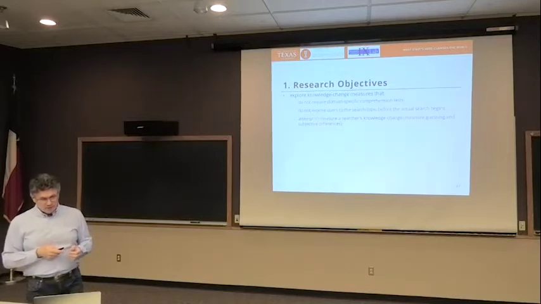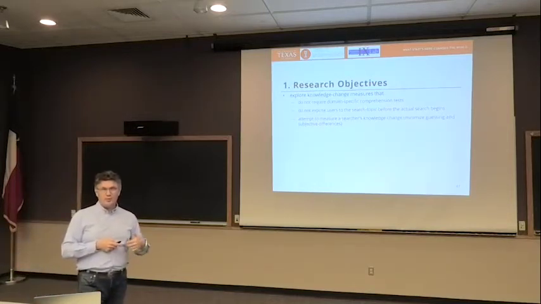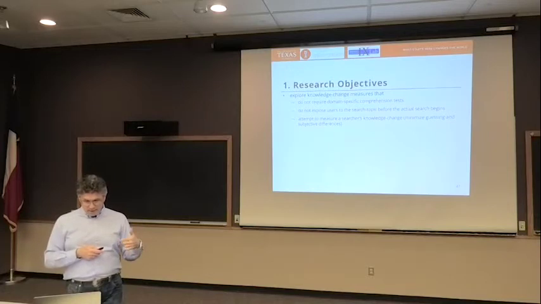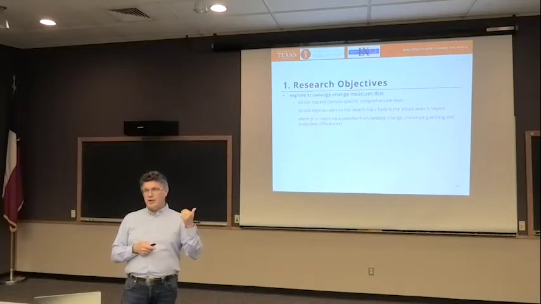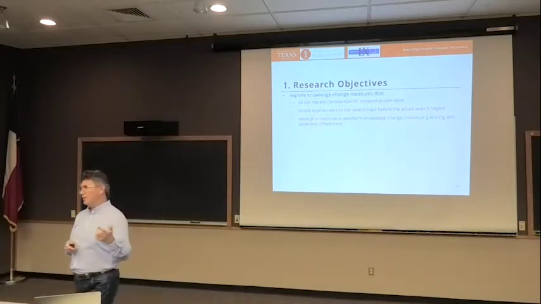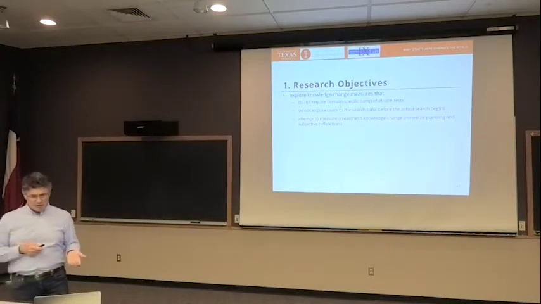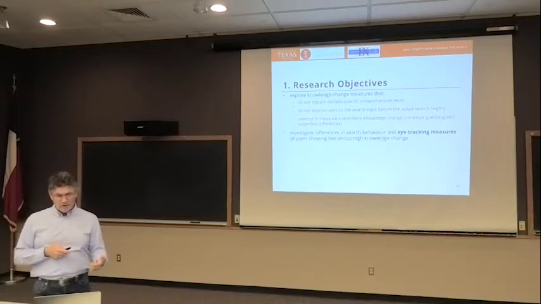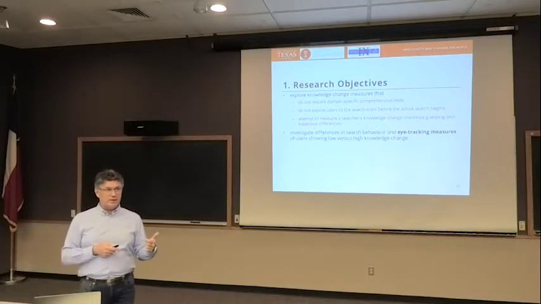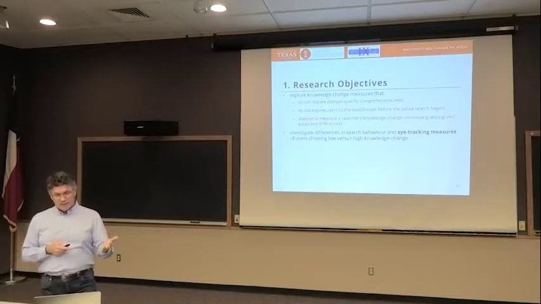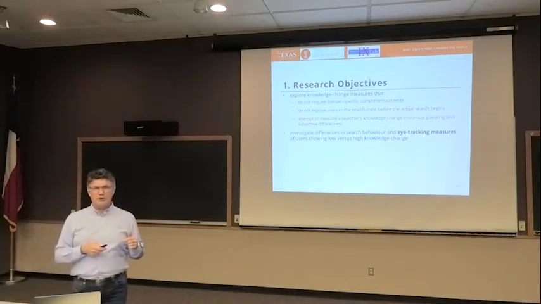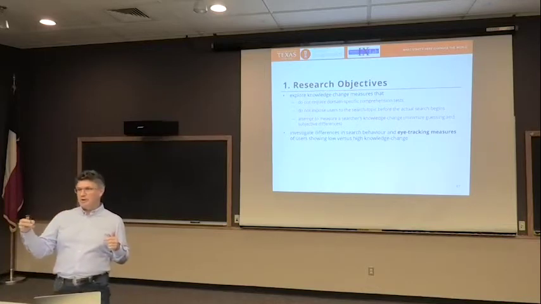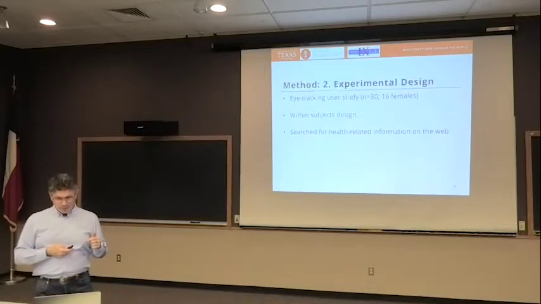So one of the objectives here was to explore a domain-independent way of scoring a change in knowledge at this very basic level. This is at the level of vocabulary change. And also examine if there are differences in eye tracking measures that are related to changes in knowledge level. Here, knowledge level change means change in vocabulary, so knowing some new words.